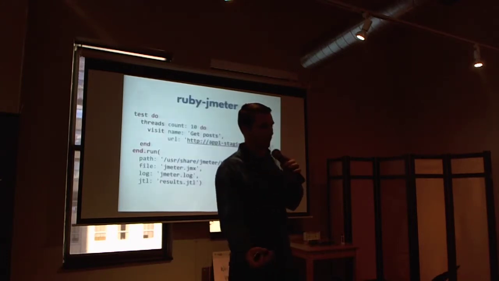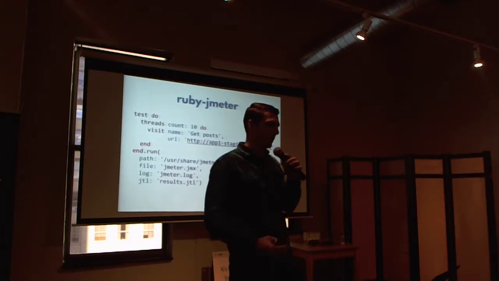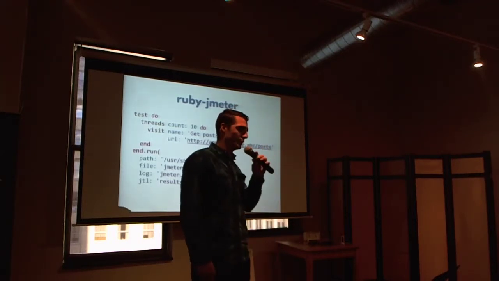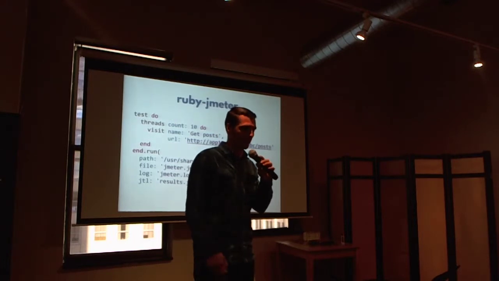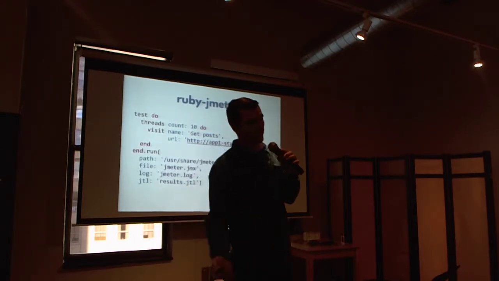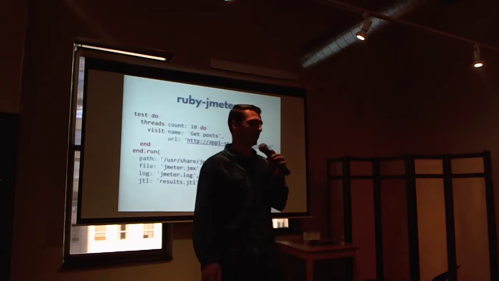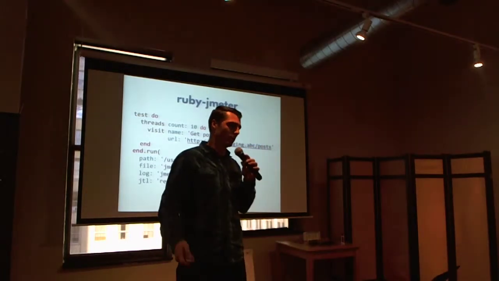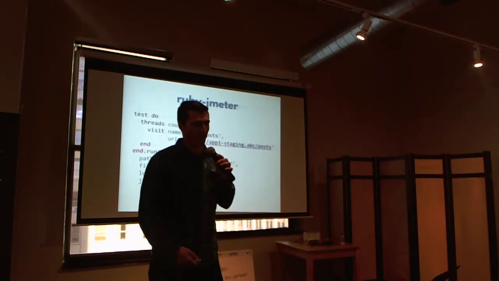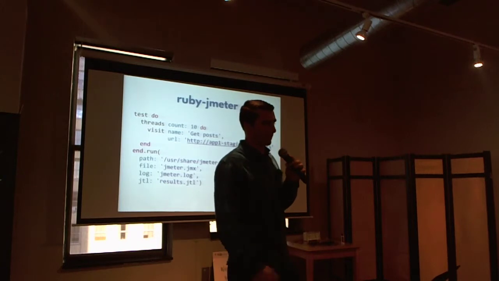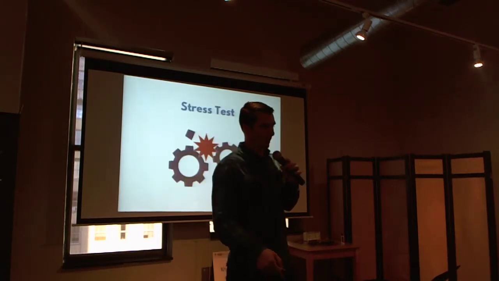So this is an example using a tool called Ruby JMeter, which is just a Ruby library on top of JMeter, which is very useful for these kinds of tests. So here, as an example, we might send like 10 concurrent requests to get all the posts. And we might see that's an expected scenario we have in our use cases, and we expect that to be handled properly. So we do that, we see what happens, and we go from there.